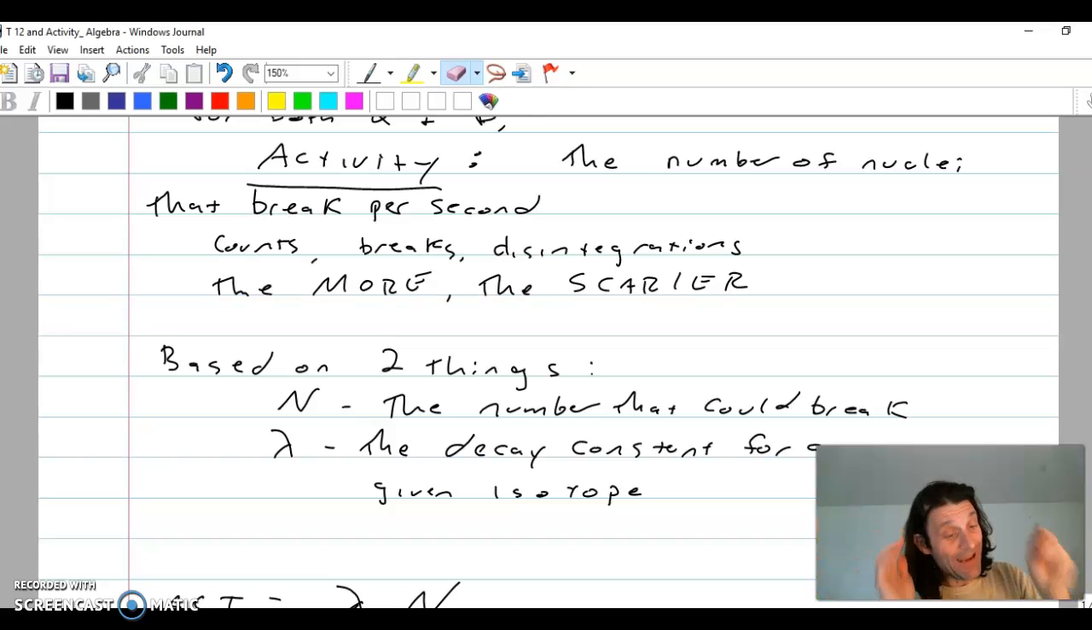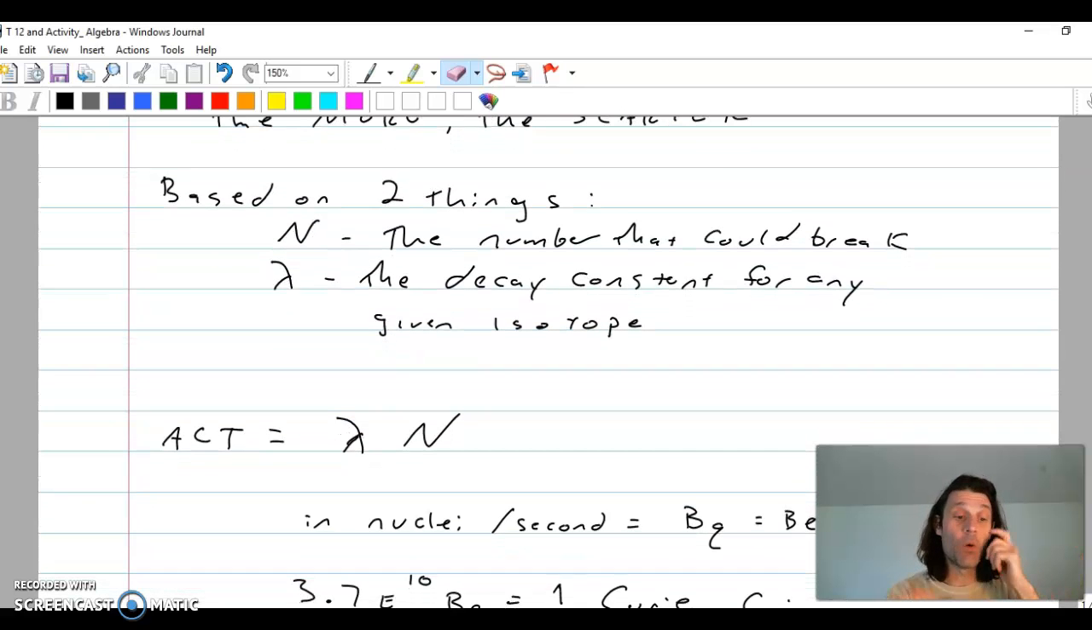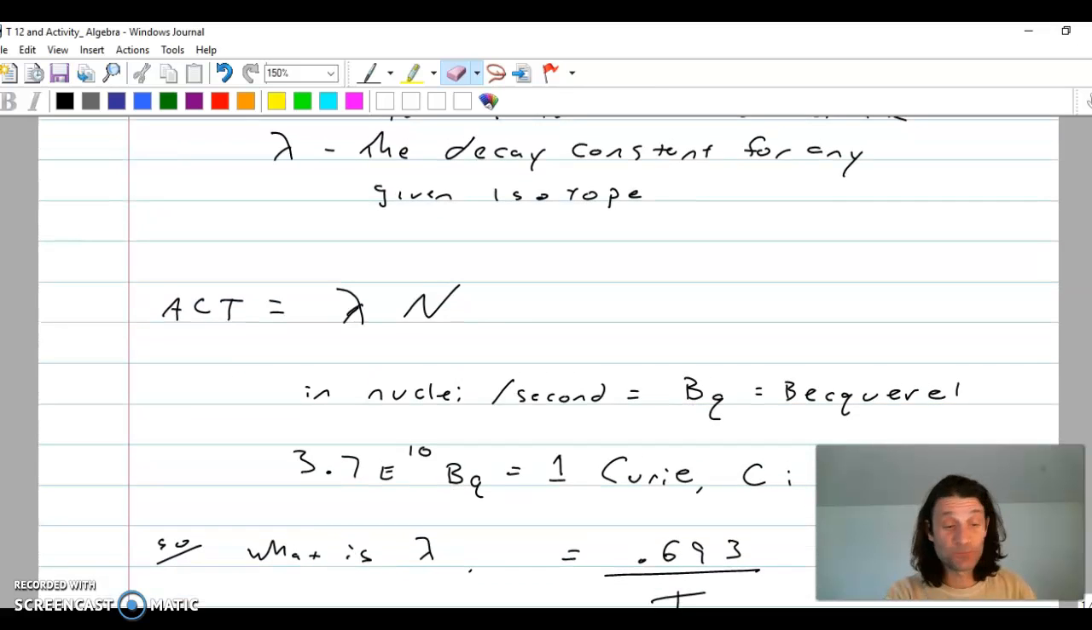So that N is the number that could potentially break. Now, you can't point to any given one and say that's the one that's going to break, but you can calculate the number that will be breaking. And then lambda is something called a decay constant. Every element has its own decay constant. That rate stays the same no matter how much of that element you have. That decay constant is specific to any given isotope, I should be saying, not element, but isotope of that particular element. So to get the activity, it's just lambda times N. Activity is measured in nuclei per second.